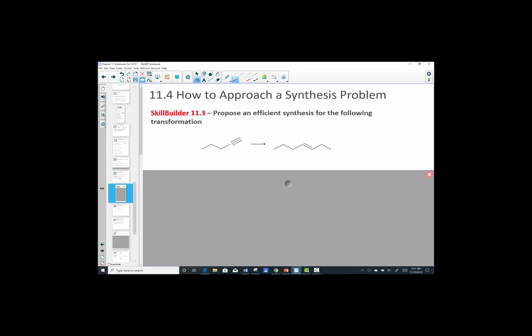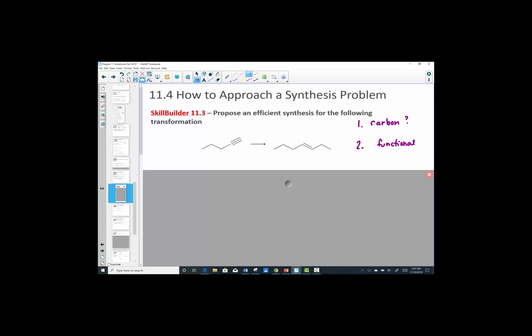So let's consider one, and I'll do some out loud thinking, and perhaps you can follow along with those two questions. This is one of your homework questions, a skill builder question. It says, let's propose an efficient synthesis for the following transformation. Now remember our two questions. Are the carbons changing? So I want to check the carbon. Are we adding? Are we decreasing? Does it stay the same? And what's happening to the functional group? Do we have a different functional group? Is one disappearing and a new one appearing? We want to just get a handle on what's going on.